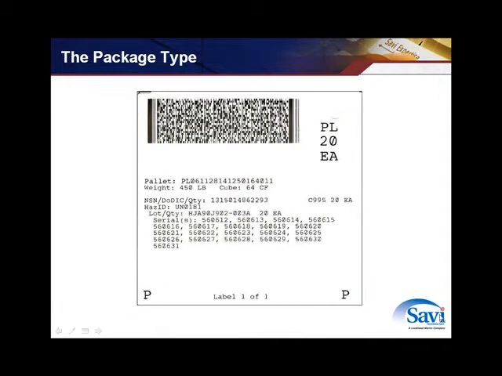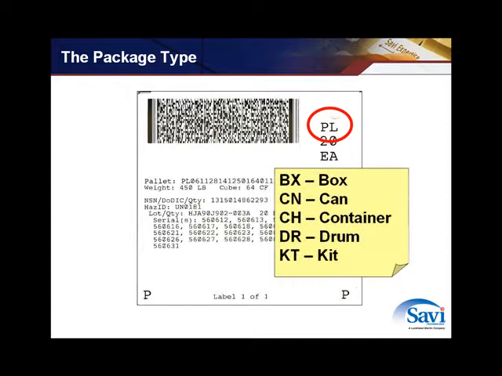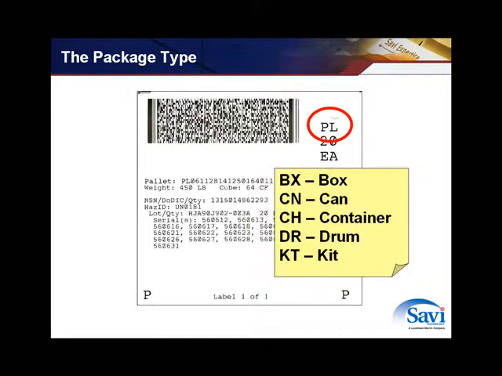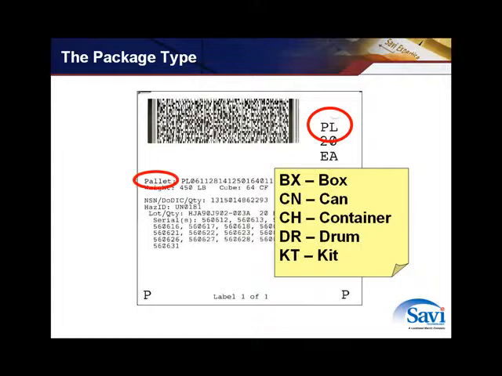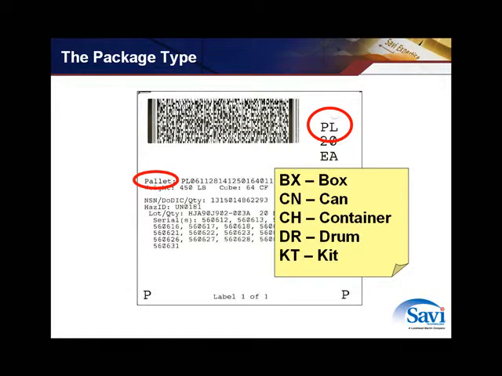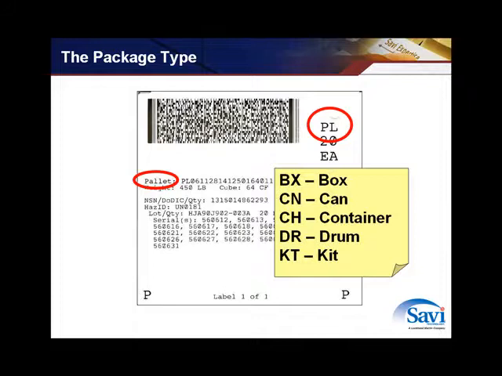I would now like to walk you through each element of the data on the label. We'll start with the package type. Most of the time you'll be scanning pallets, so the package type will be PL, which stands for pallet. However, you may also see labels with some of the following package types. Also notice that on most labels, the package type is spelled out next to the barcode serial number.